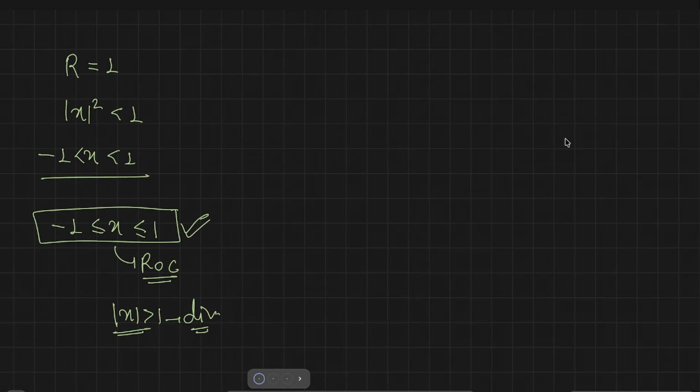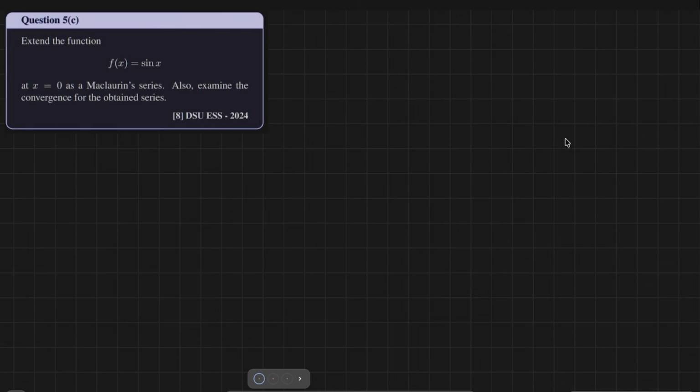Now see this next question. So the next and last question, yeah, this is the last question actually. Extend the function f of x equals sin x at x equals 0 as a Maclaurin series, and examine the convergence for the obtained series. Okay, so how to check the convergence? So see, first of all, what is the Maclaurin series?